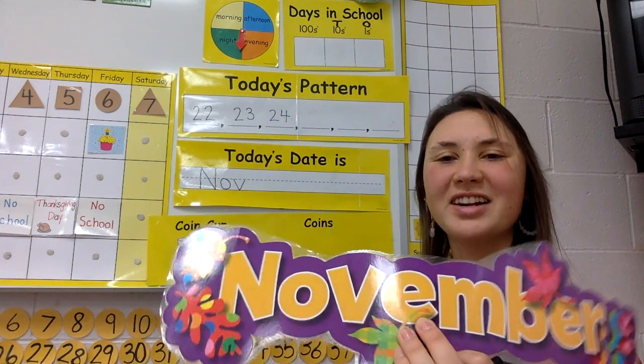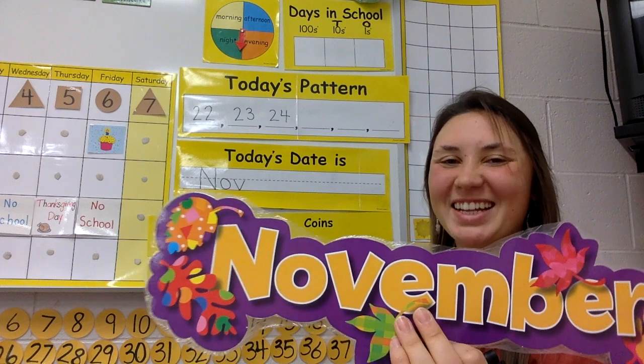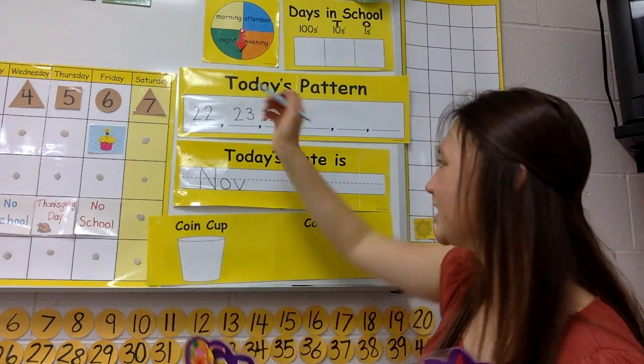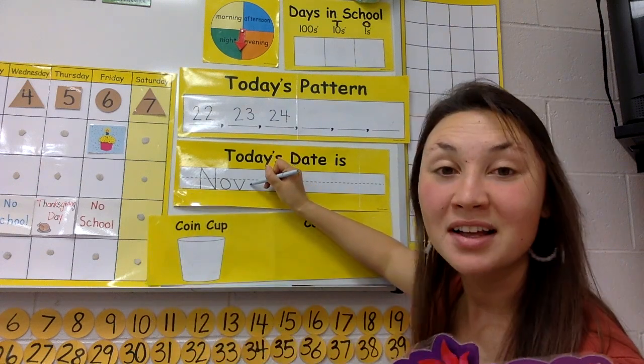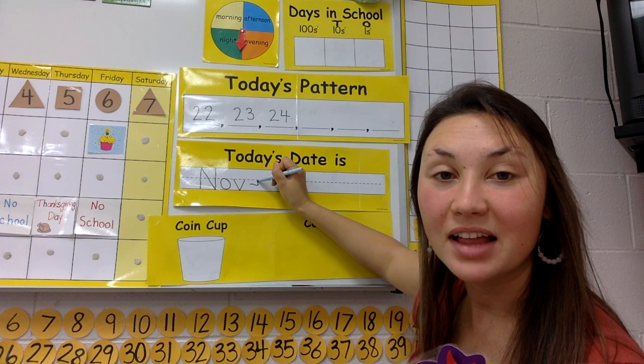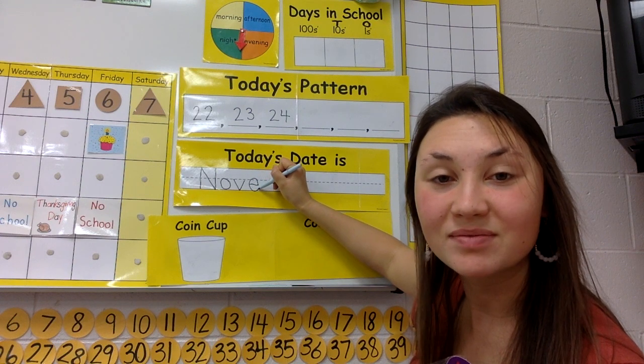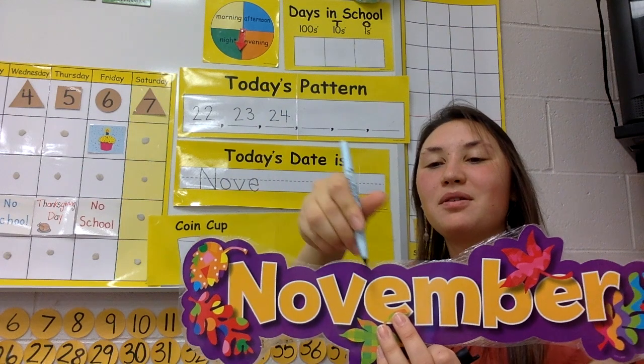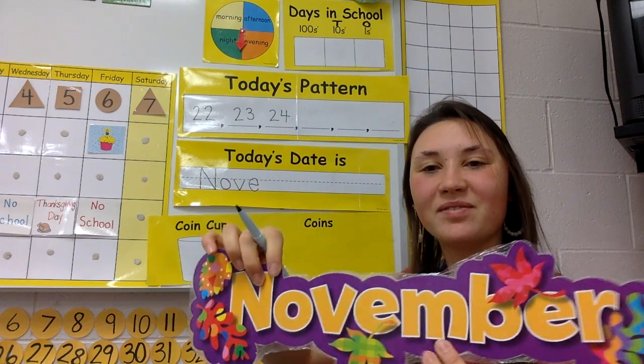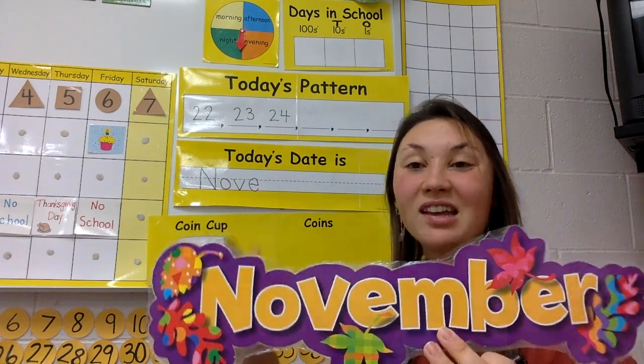November. What letter is that? It's an E, right? To make an E, you slide to the right, and you finish it off with a C, like that. November. All right. What comes after the E?